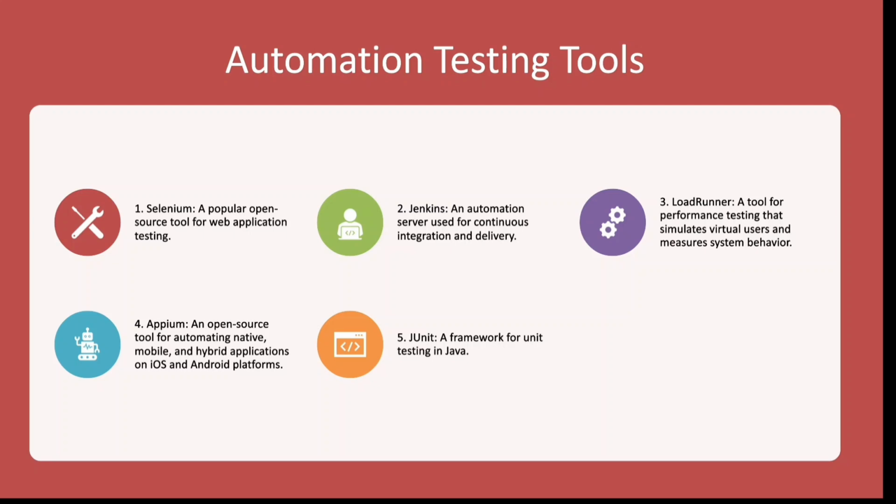Another is Appium. Appium is a very popular tool for mobile testing. Here we can check our Android and iOS apps. It is a kind of Selenium-like tool, but it is only used for mobile purposes. And there is the JUnit framework, a Java testing framework, where we can automate unit testing. Okay.